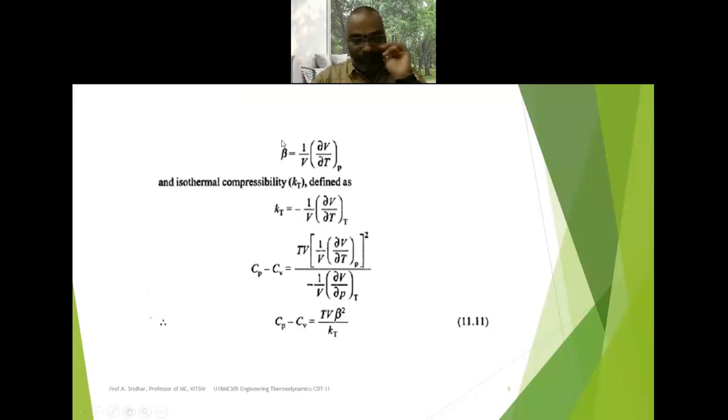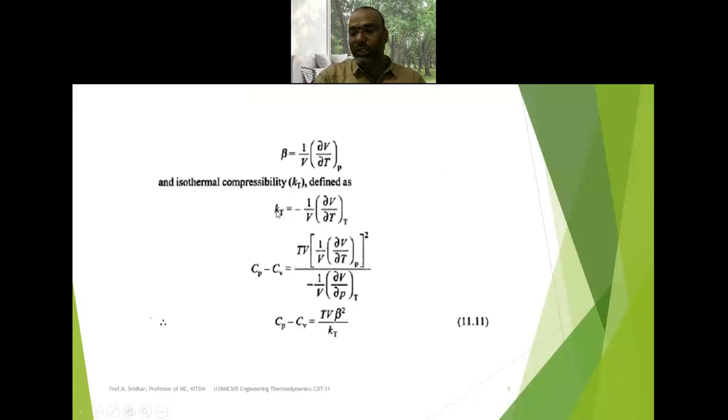In the lecture learning outcome, I already mentioned that you should be in a position to define the coefficient of volume expansion as well as the isothermal compressibility factor. So now the first part is over, derived from the basic fundamental equations of the difference of heat capacities. Similarly, another parameter we are able to define from the previous equation is the isothermal compressibility factor, which is Kt.